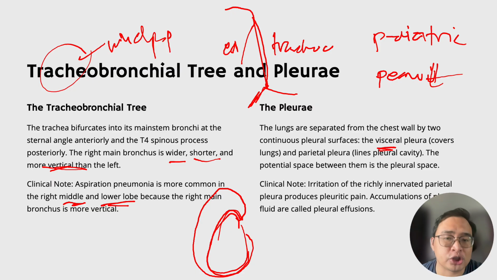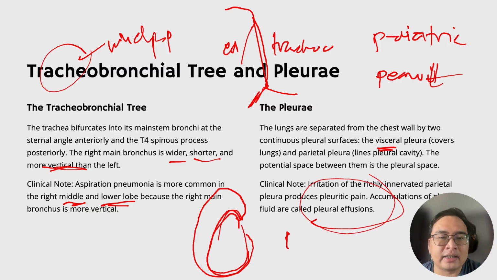So there are some conditions in which something accumulates in the pleural space. So it no longer becomes a potential space. It becomes a fluid-filled space. So what could fill that? It could be inflammation, inflammatory fluid, or it could be blood. Okay? And that condition is called a pleural effusion. Okay.